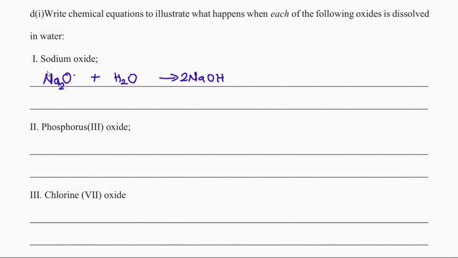Now the next one is phosphorus 3 oxide. The 3 there tells us that we have 3 oxygen. It tells us the number of oxygen, right? So phosphorus and 3 oxygen. Now the valency of oxygen is 2, which will be given to phosphorus. So this is the formula for this. Reacting with water, it will give us this acid.